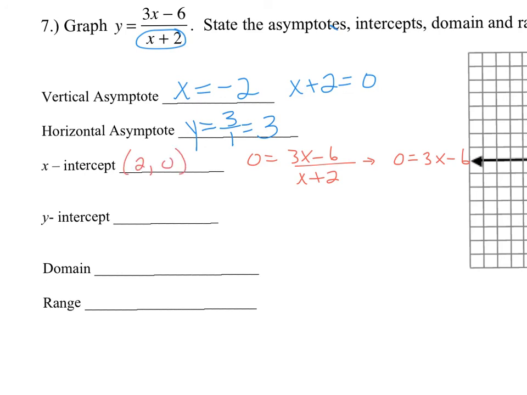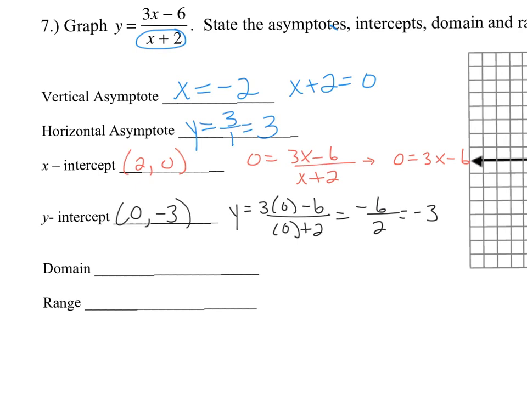My y-intercept is found by setting x equal to 0. So we'd have 3 times 0 minus 6 divided by 0 plus 2, which would be negative 6 divided by 2, or simply negative 3.